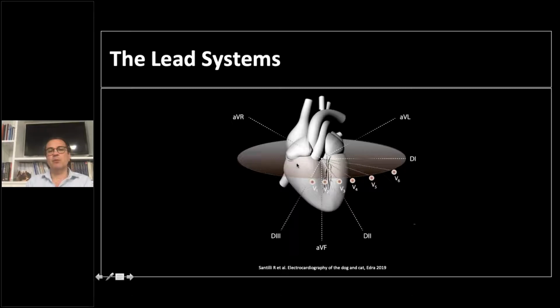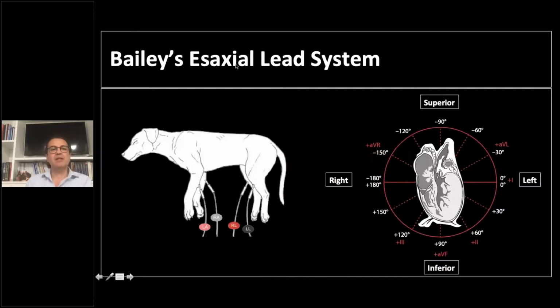This comes from the cover of our book, and you can see the heart, and you have now the frontal plane where you have the 6 lead system: 1, 2, AVF, 3, and AVR and AVL. And then you have the horizontal plane, now the precordial leads. We will talk a lot about it during this seminar, about the precordial leads, how to place them and how to interpret them. So let's start with the Bailey hexaxial lead system.